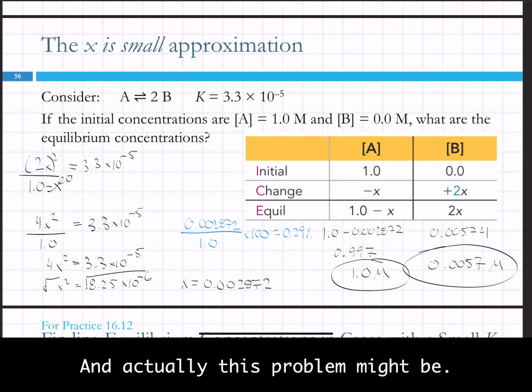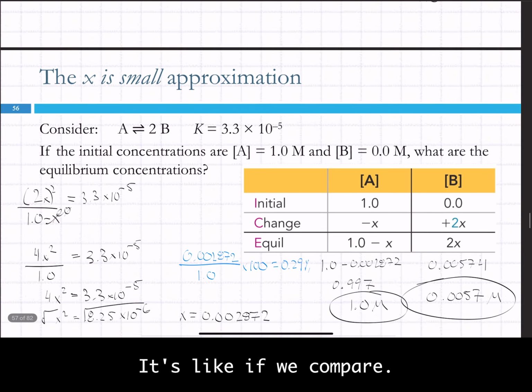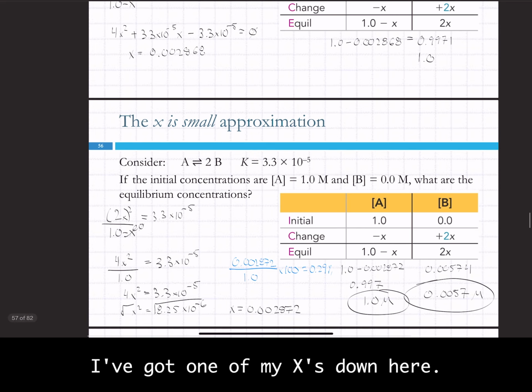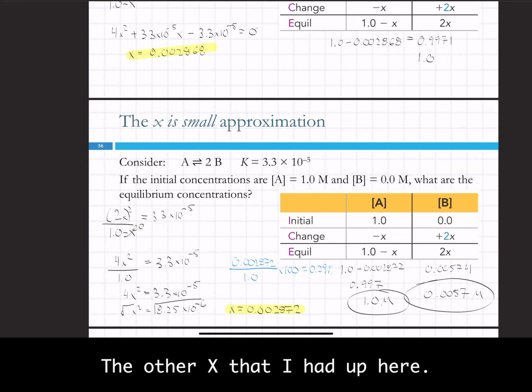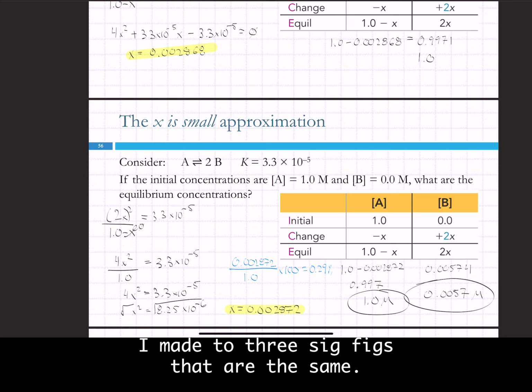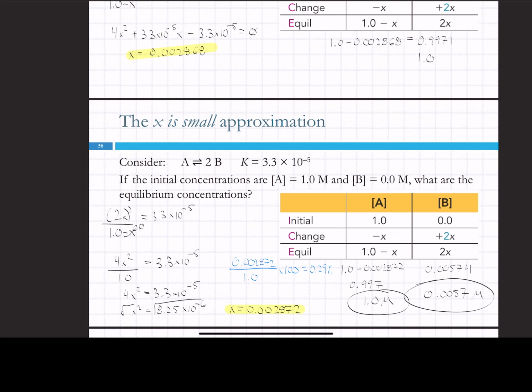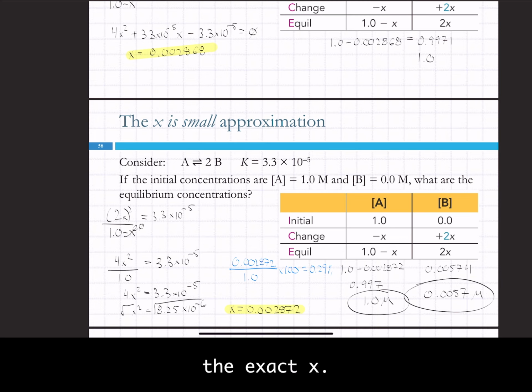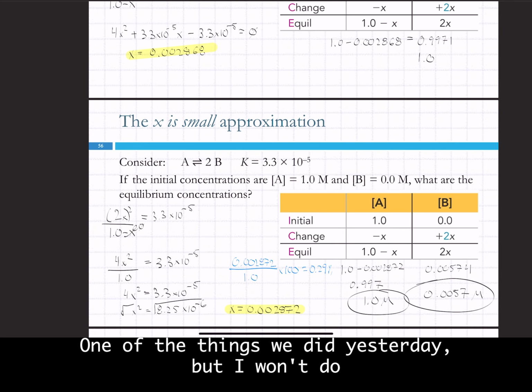If we compare, I've got one of my x's down here, the other x that I had up here. To 3 sig figs, they're the same. The larger this percentage is, the more your approximate x will differ from the exact x. But as you can see, for 0.29%, it doesn't matter. Up to 5%, still doesn't matter.